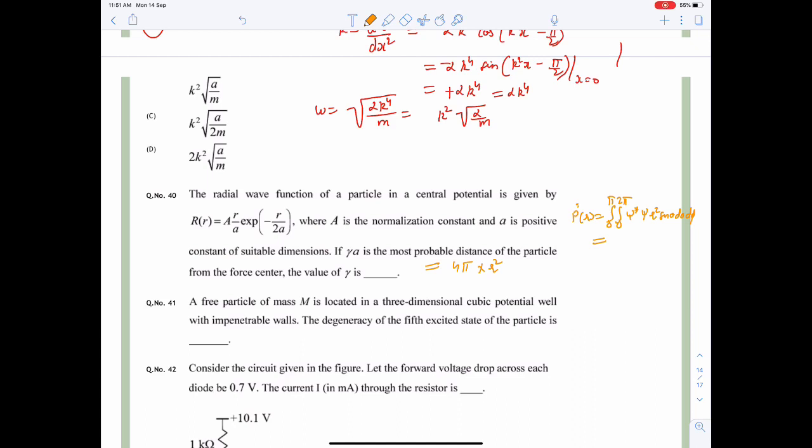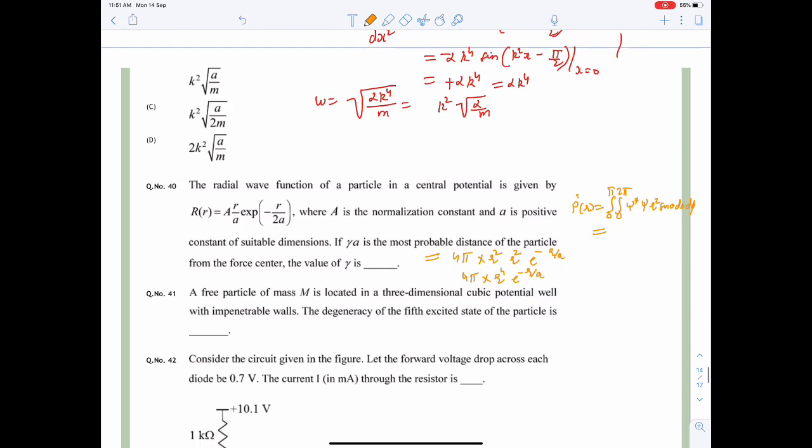psi star will become r square e to the minus r by a. R square psi square will become r to the 4, that is your r square. So it will become 4 pi into r to the 4 e to the minus r by a.